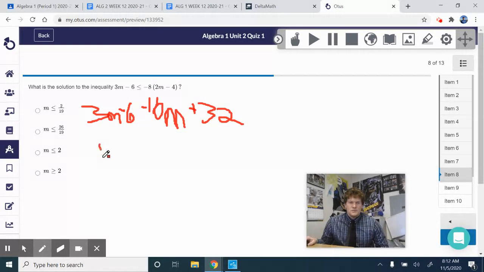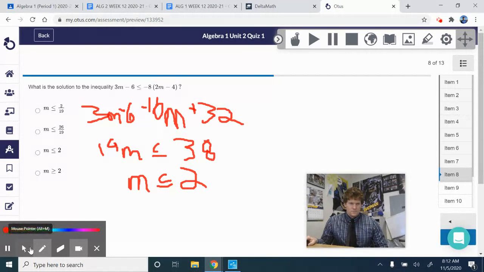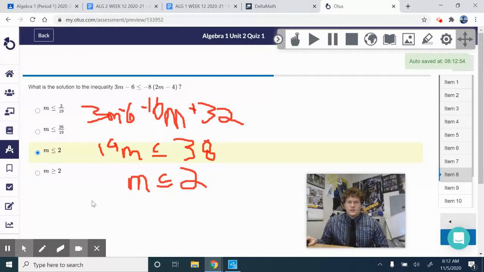3 plus 16 makes 19 m less than or equal to 32 plus 6 makes 38. Divide both sides by that 19. 19 goes clean into 38. 19 goes into 38 2 times. So for this one, we want m is less than or equal to 2.